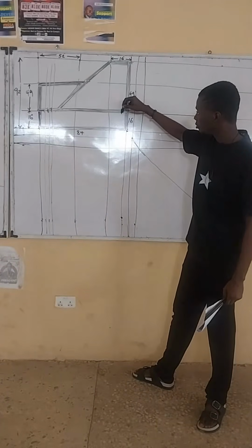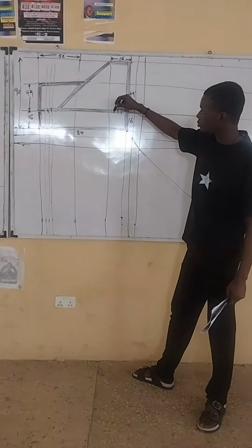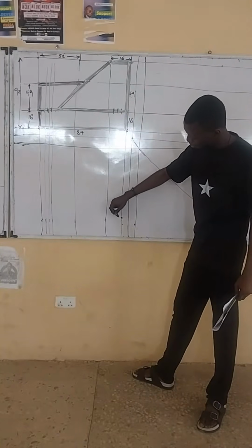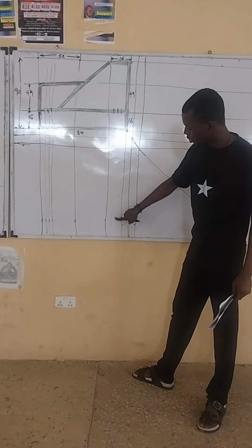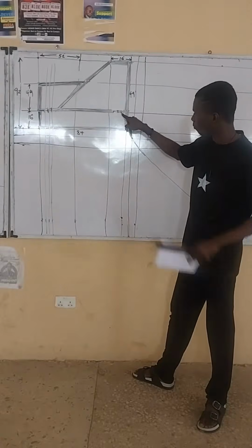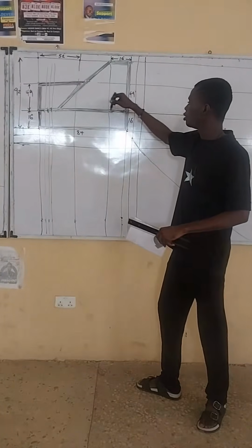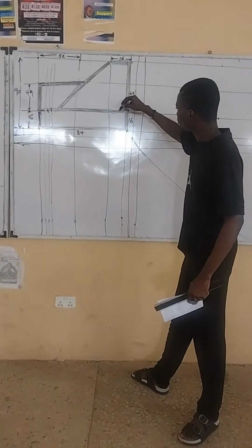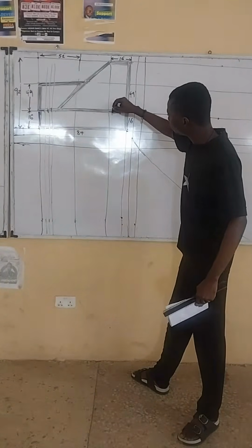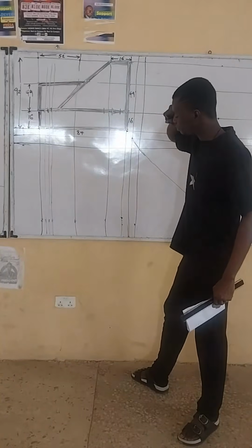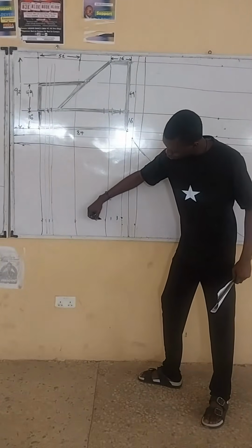0.7, add 0.7 again, 1.4, add 0.7 again, 2.1. From down, 0.7, add 1.4, add 2.1. Okay, for this one, the other one will pass. So 0.7, 1.4, then 2.1. The other one will pass this line. So 0.7, 1.4, then 2.1.